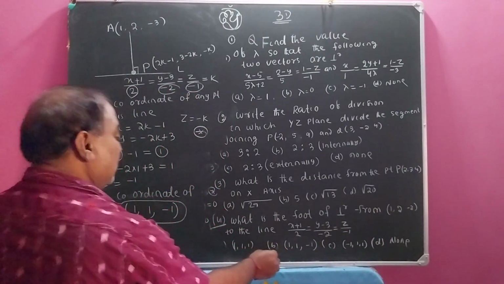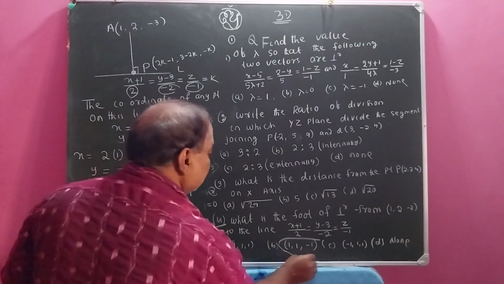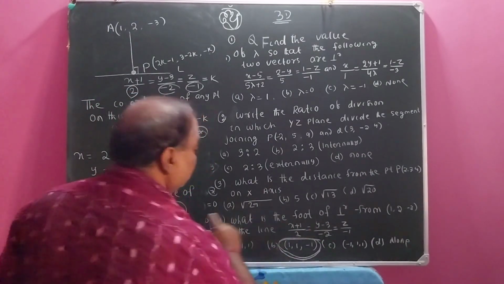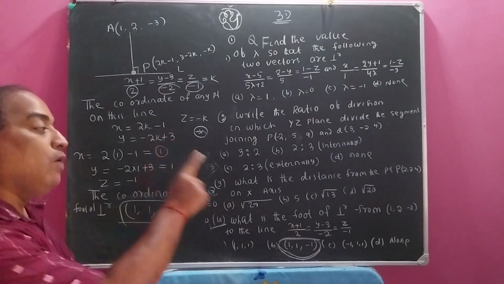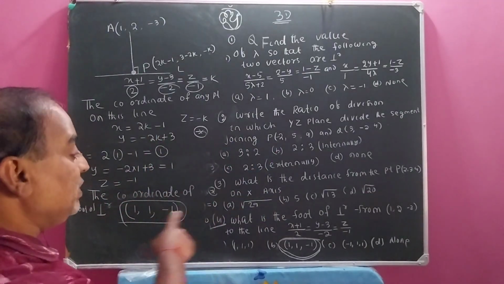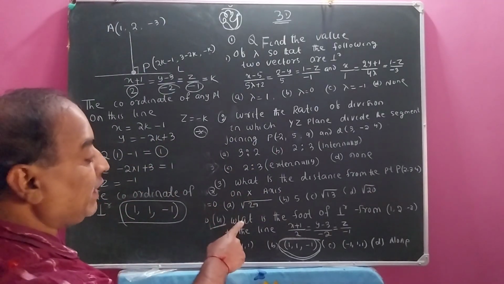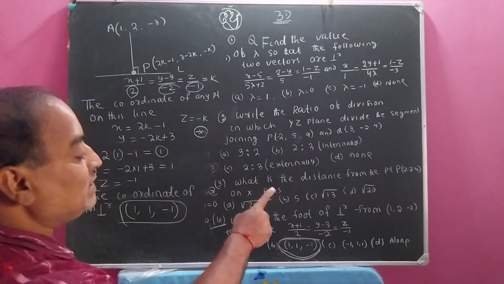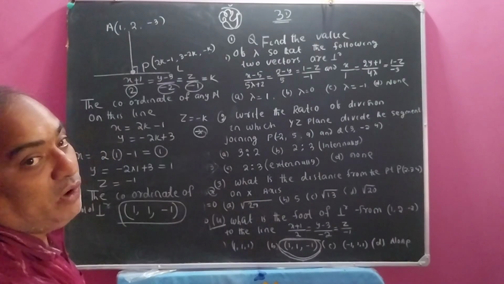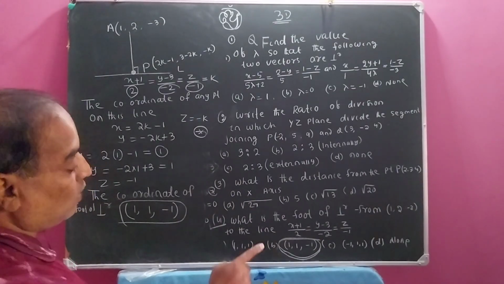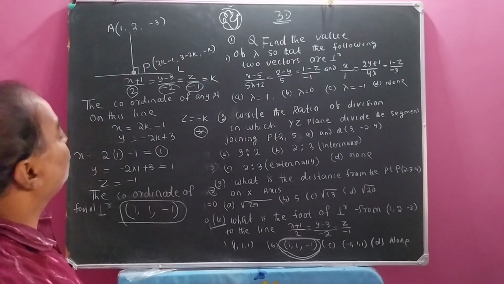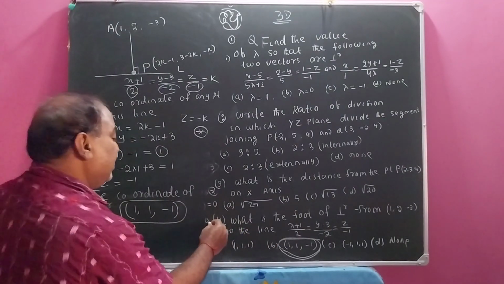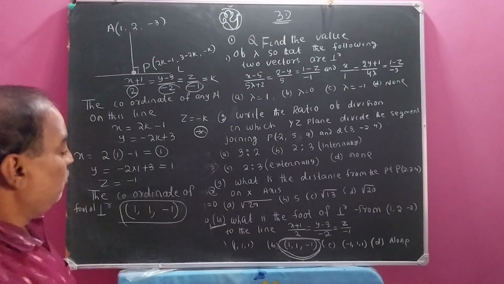So the correct answer is B. Write down, this is the answer of this question: foot of the perpendicular drawn from the point (1, 2, -3) to the line (x+1)/2 = (y-3)/(-2) = z/(-1). So the correct answer is B, (1, 1, -1). Okay, so this is all about question number 4.